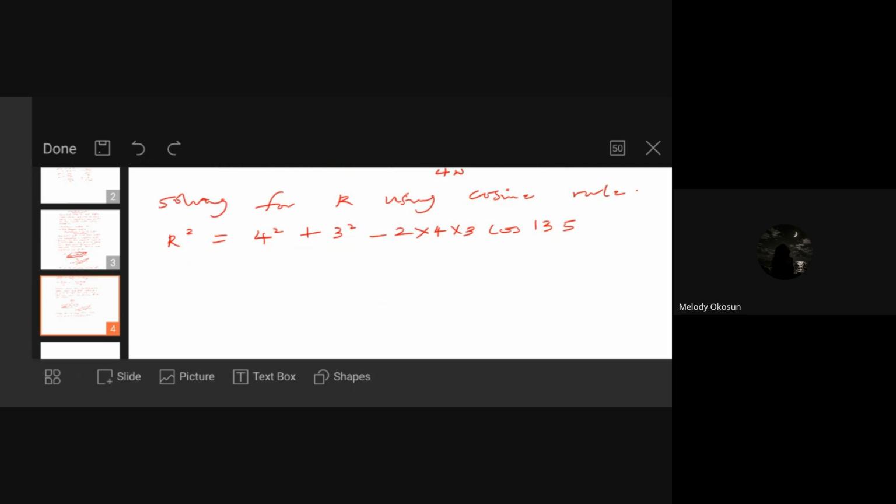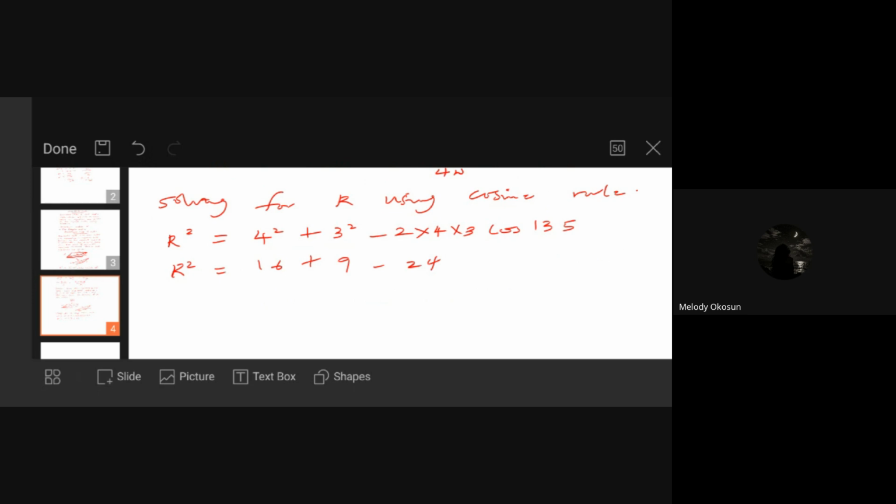So clearly, we can solve further. R square becomes 4 square will give us 16. 3 square will give us 9. Minus 2 times 4 times 3. That will give us 24. 8 times 3.